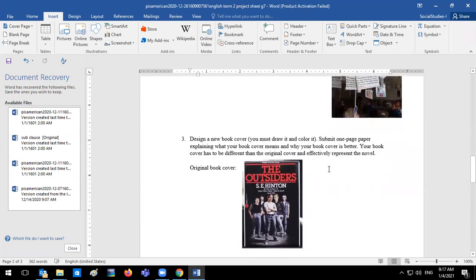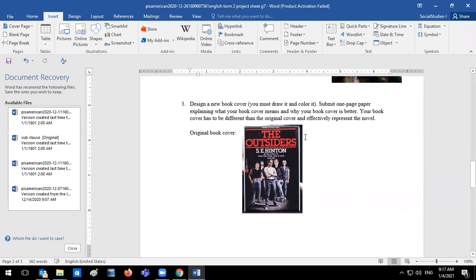All right. The next one here is to design your own book cover. If you do so, you must design it, you must draw it yourself and color it. And then you have to submit a one-page paper explaining what your book cover means and why your book cover is better than this book cover. This is the original book cover.